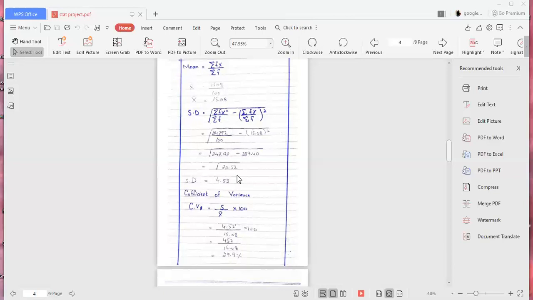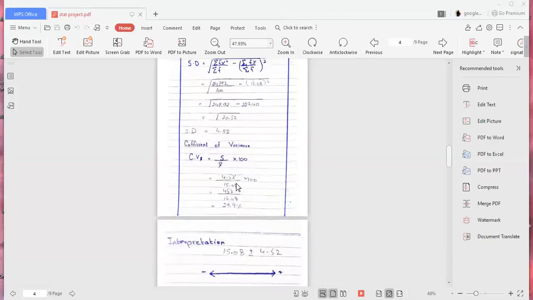Now simply subtract these two digits, that is 247.92 minus 227.40, that gives you 20.52. Now simply find the square root, that is 4.52, this is your standard deviation.